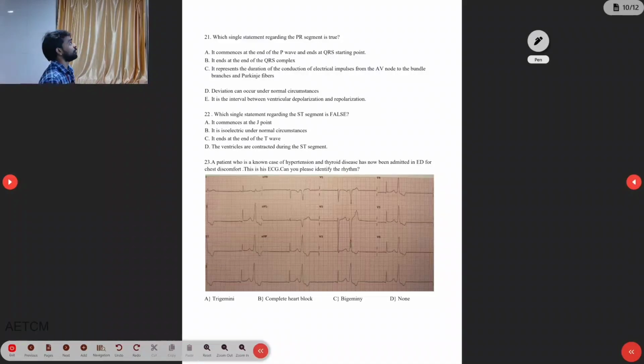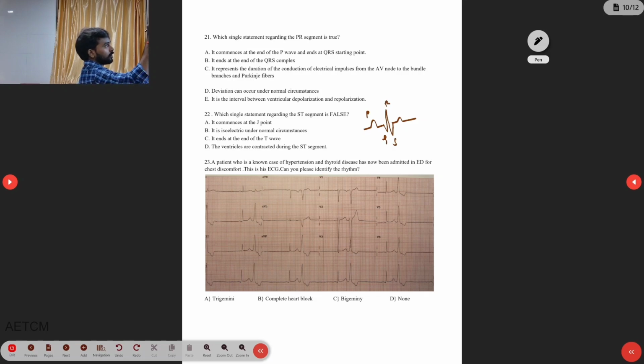Next one, 21: which single statement regarding PR segment is true? So here you have to know certain things. Usually the ECG will be like this: P wave, QRS complex, T wave. Usually Q waves you won't see in the ECG. If a Q wave is there, that's an indication of an infarcted area.